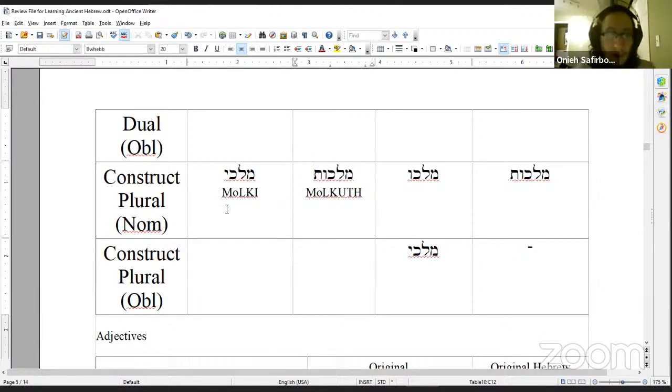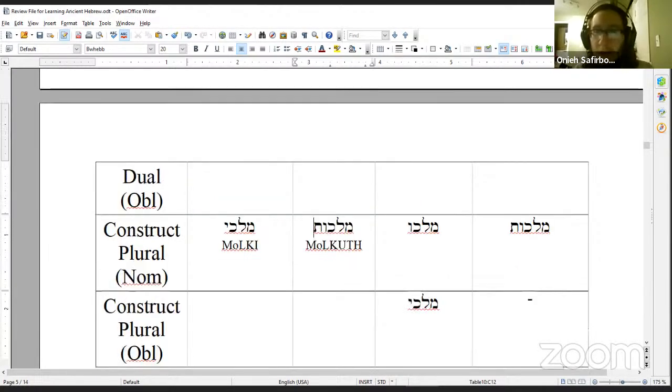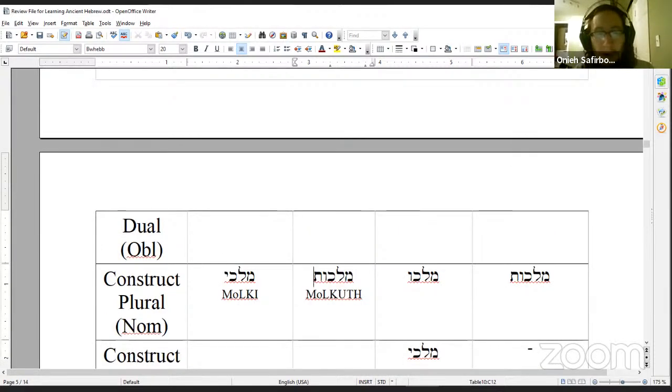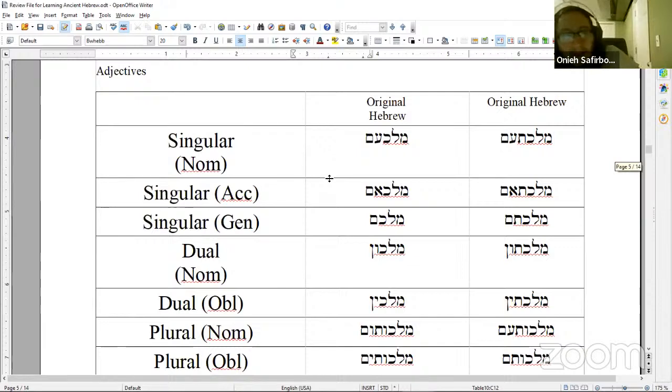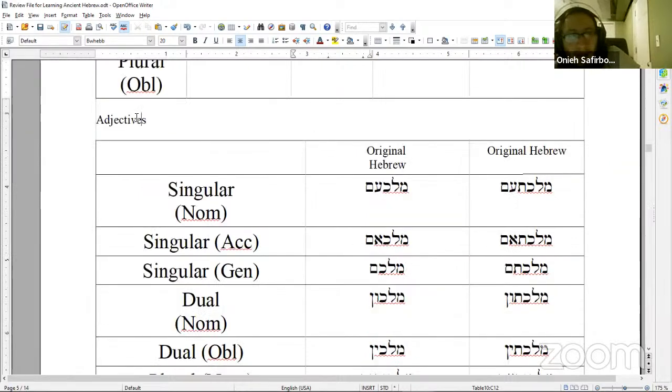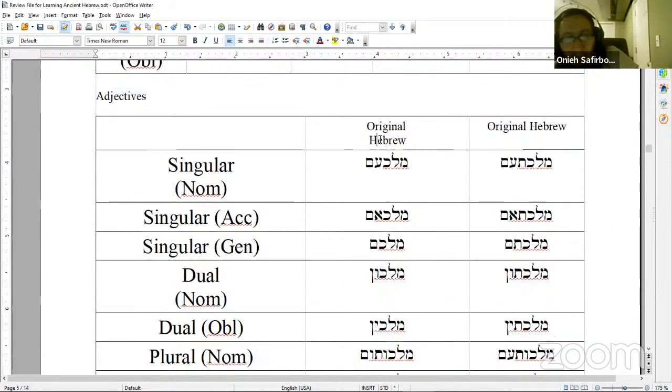Okay, so these are the forms and how they are pronounced. This is for adjectives, which we discussed last time. This is originally Hebrew for adjectives. In biblical Hebrew, adjectives are written the same as regular nouns.